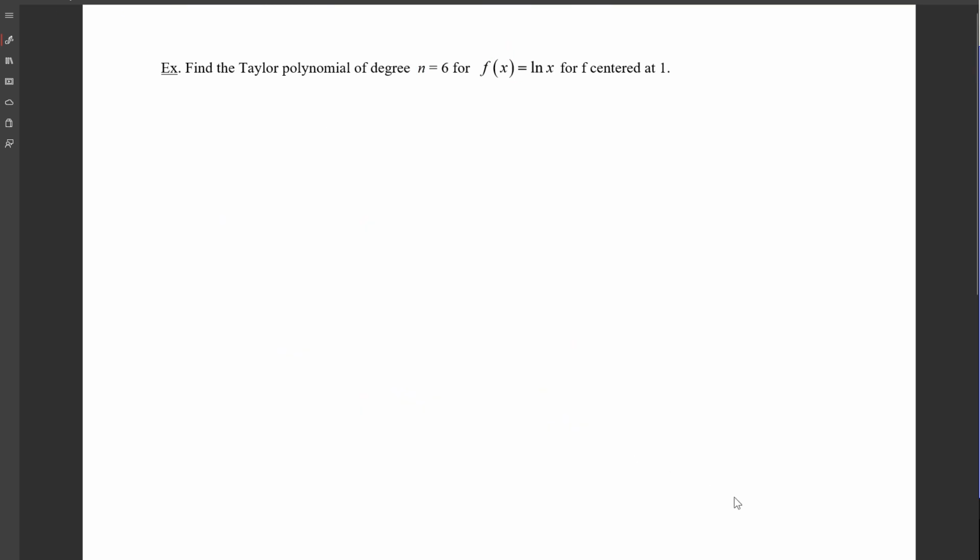All right, you guys do this one. See if you can do this one by yourself. Okay, we want to write the Taylor polynomial of degree 6 for the function ln of x, and our center is equal to 1.